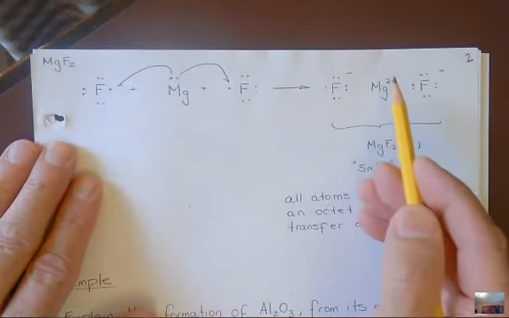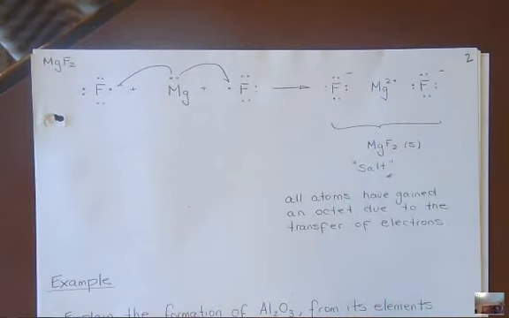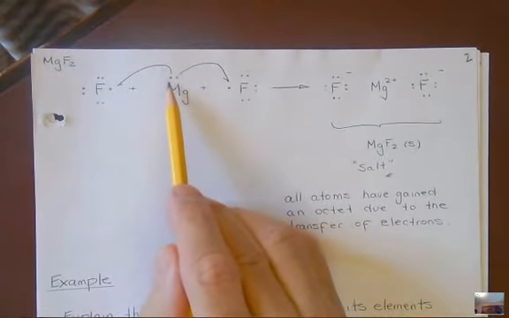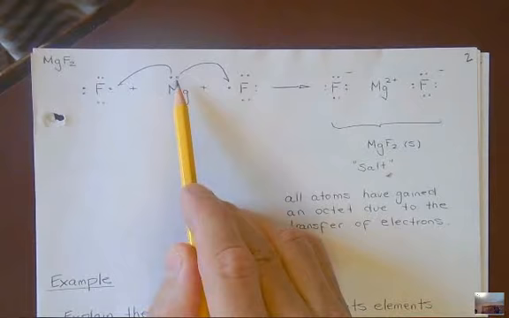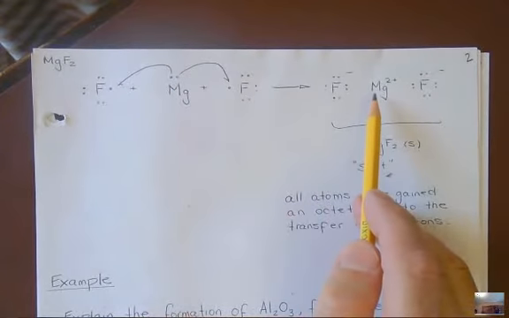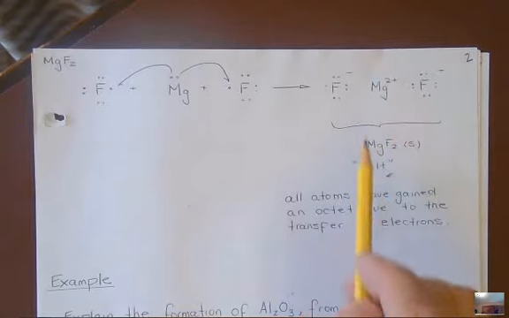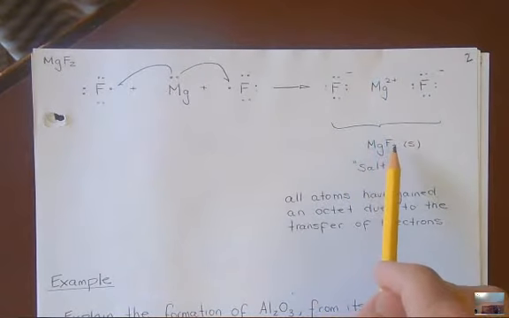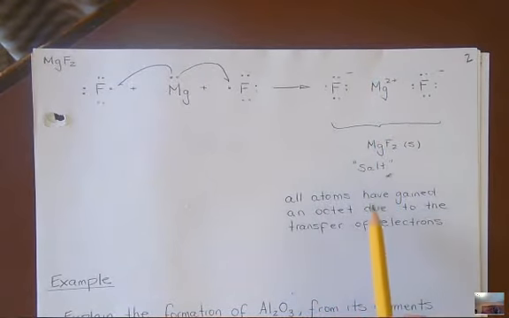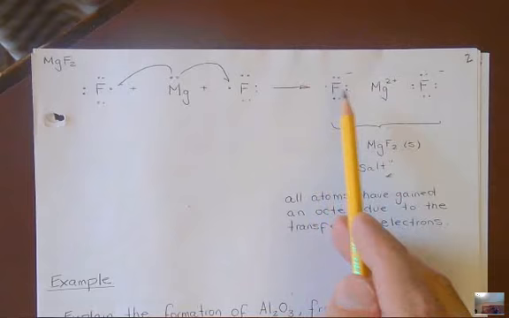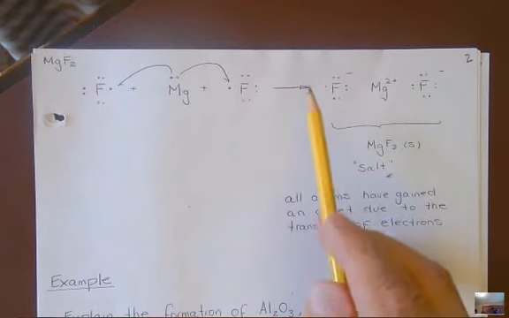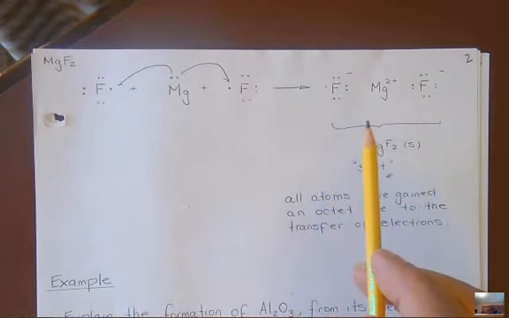Now, it's got a number of valence electrons that's also 8, because if I strip away its 3s1 and 3s2, what's behind it? 2s2, 2p6, so it still has 8. So here's the salt, magnesium fluoride. All the atoms have gained an octet due to the transfer of electrons. 8, 8, and 8, very stable chemical compound.